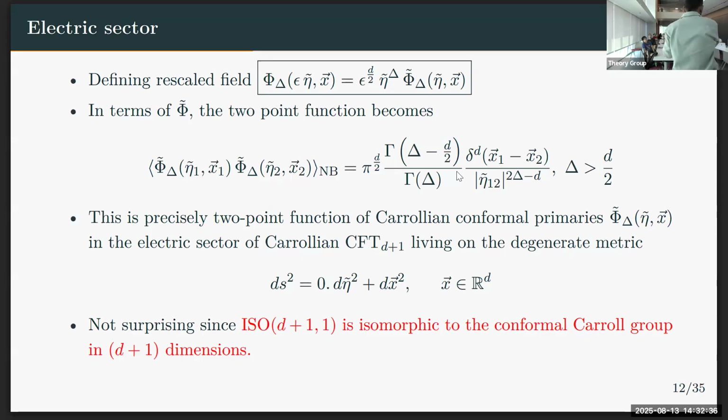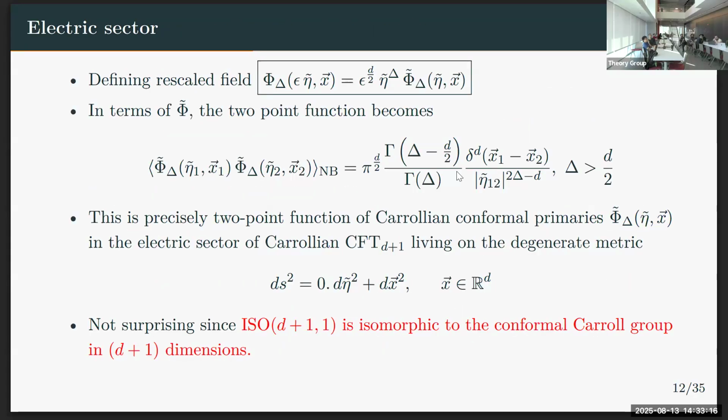But let's not follow that intuition, because I'm not talking about that here. All you need to know is that these Carrollian conformal field theories are defined on this degenerate manifold, which looks like this. And this sort of identification is not surprising, since the Poincaré group is isomorphic to the conformal Carroll group in d+1 dimensions. This is an aside; you don't have to pay attention to it. But basically, in the electric sector, you get some Carrollian CFT_d living on this degenerate metric. That's the point.